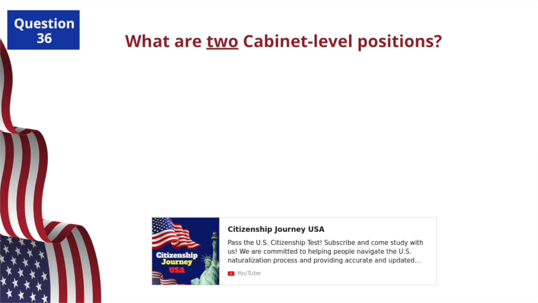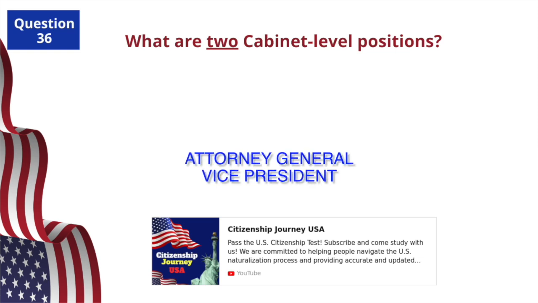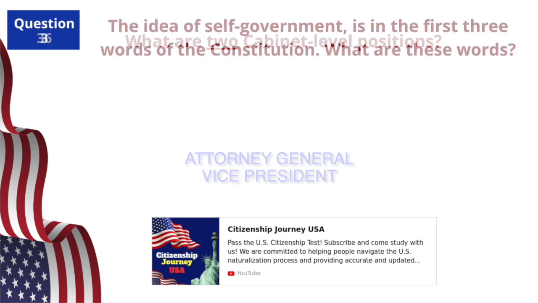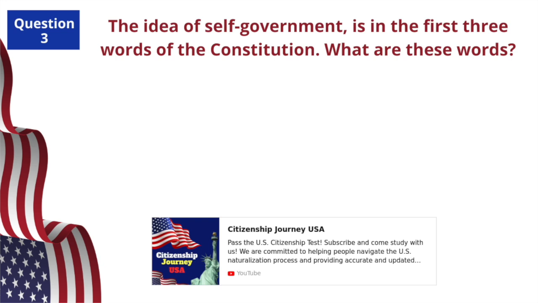What are two cabinet-level positions? Attorney General, Vice President. The idea of self-government is in the first three words of the Constitution. What are these words? We the people.